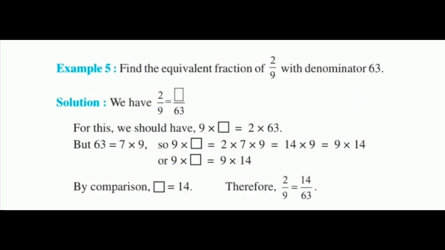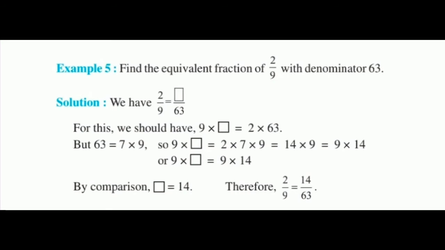Find the equivalent fraction of 2 by 9 with denominator 63. Solution. We have 2 by 9 equals blank by 63. So for this we should have 9 into blank equals 2 into 63. But 63, we know, is 7 into 9.